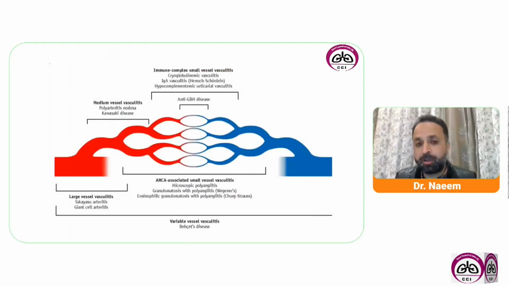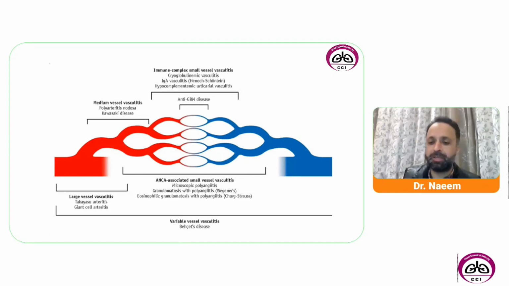And based upon which vasculature is involved, it will be a large vessel, medium vessel, and small vessel vasculitis. In large vessel, Takayasu and giant cell arteritis. In medium vessel, it's Kawasaki and polyarteritis nodosa. And importantly, in small vessel vasculitis, we will be dealing with the ANCA-associated vasculitis consisting of microscopic polyangiitis, granulomatosis with polyangiitis, and EGPA, which was previously called Churg-Strauss. In variable vessel vasculitis, there is Behçet's.